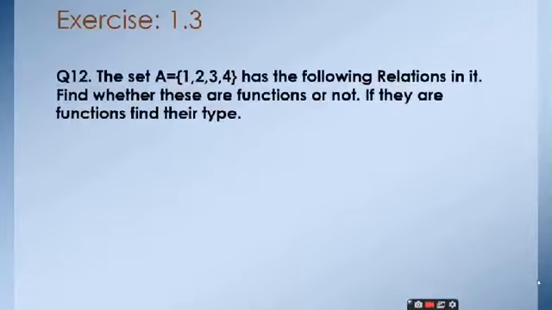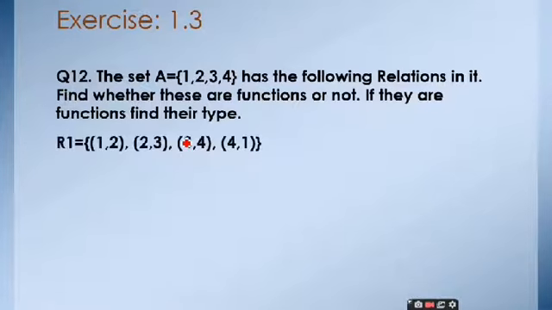Question number 12. The set A is a set of numbers 1, 2, 3, 4 and has the following relations in it. Find whether these are functions or not. If they are functions, find their type. The first relation is (1,2), (2,3), (3,4), (4,1).